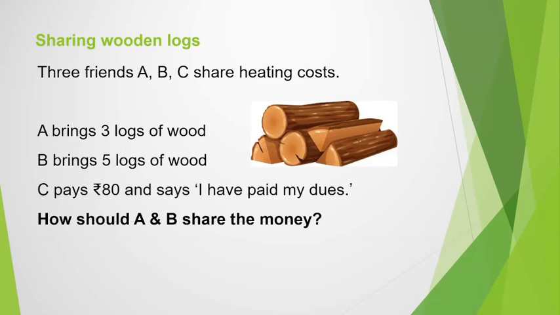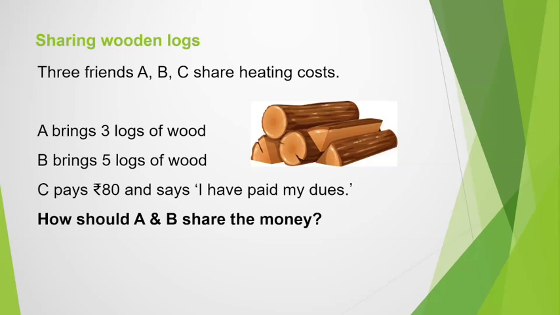I'm thinking, see, since C was the only person who paid money, he is paying for all three of them in terms of rupees. Yes, he is the one who is giving the money. And we are assuming each of them is sharing equally, right? The heating cost is being shared equally. Each person's share in the money should be 80 by 3 rupees, which is 26.67.